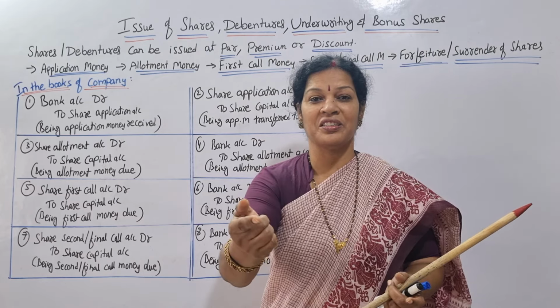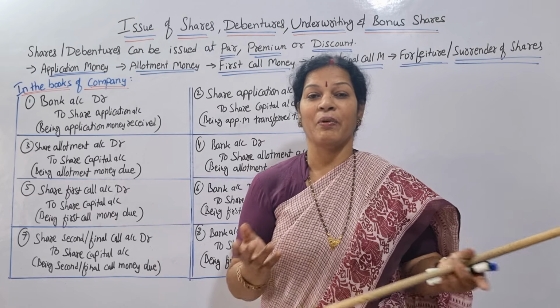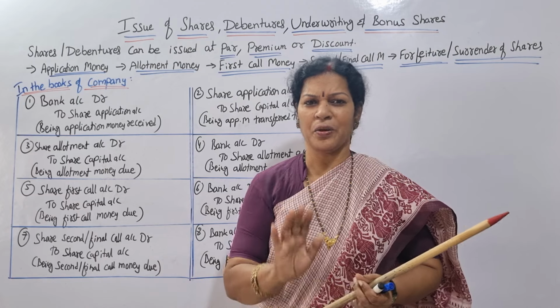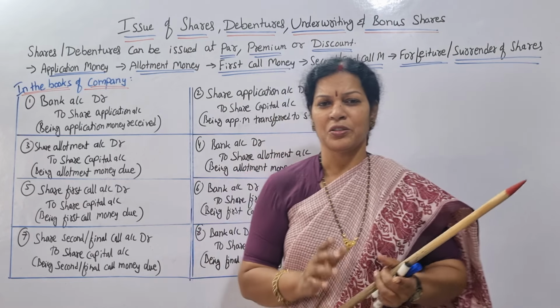Company is issuing shares, company is issuing debentures. When they are issuing, what are the stages? According to that, we have to pass the journal entries. A small introduction is required for you. So what is a company?